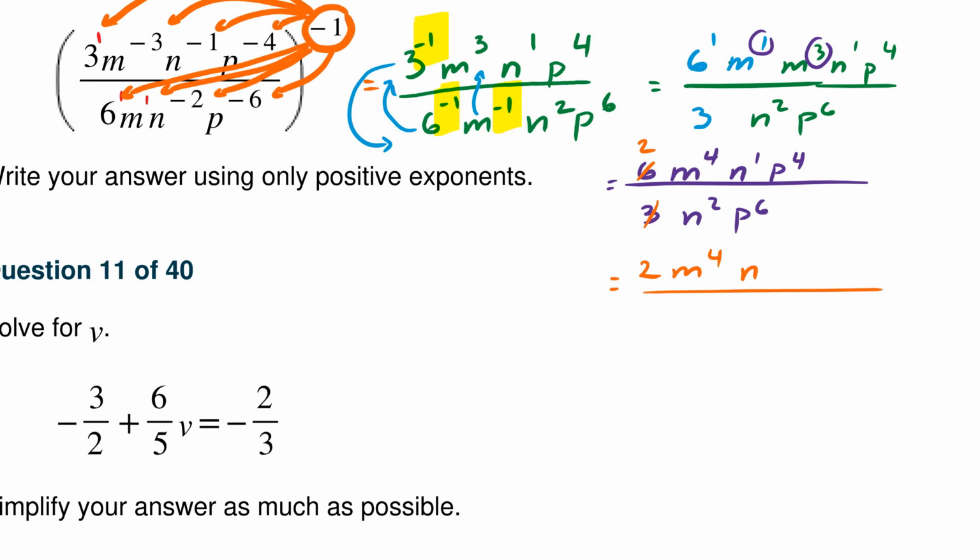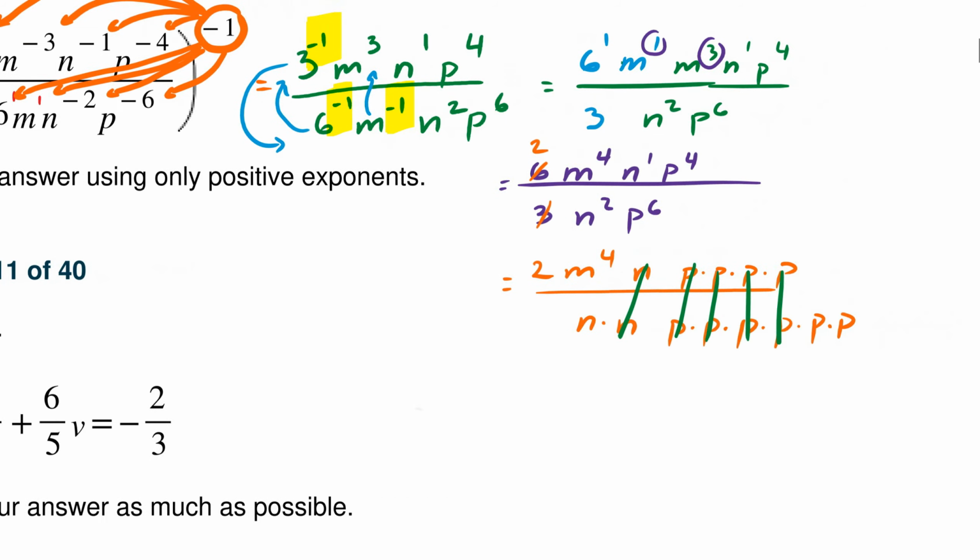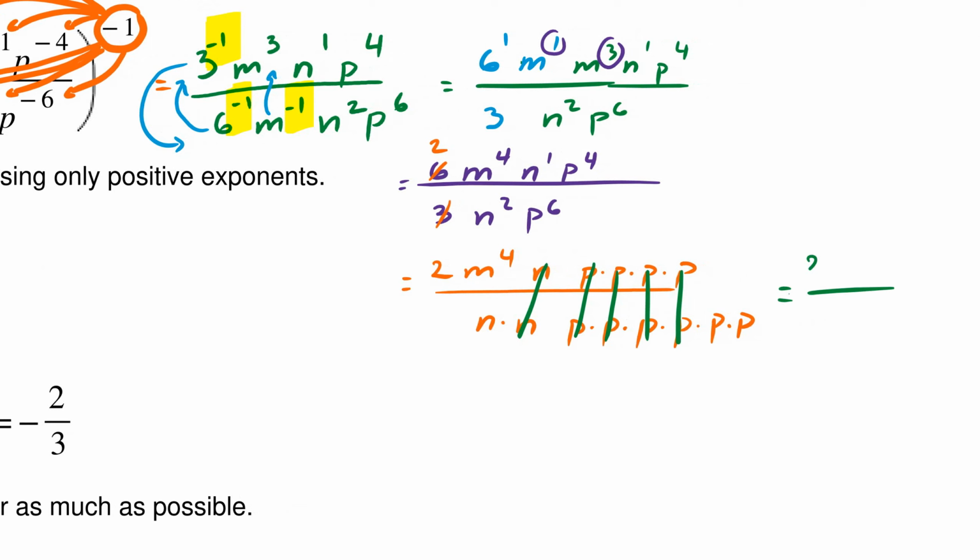And p to the 4 is p times p times p times p. And down below n squared is n times n, and p times p times p times p times p times p, 6 times. Yes. So every single pair of the same term, you can cancel them out. This cancels out. That leaves you with 2m to the 4. No n or p on top. At the bottom you still have one more n and p squared. Alright, this is the answer for problem 10.